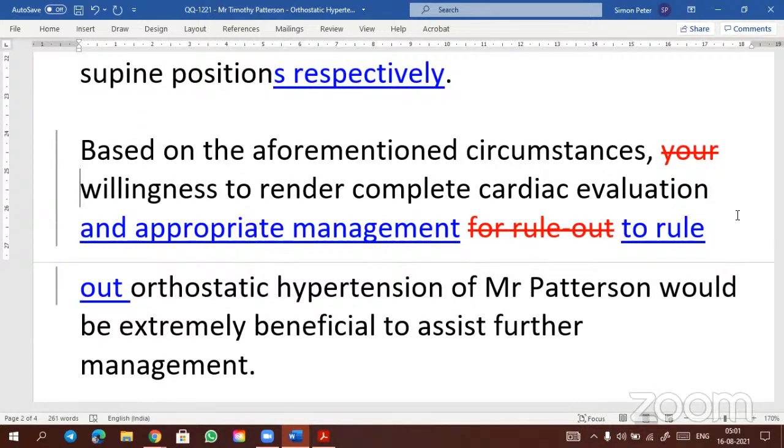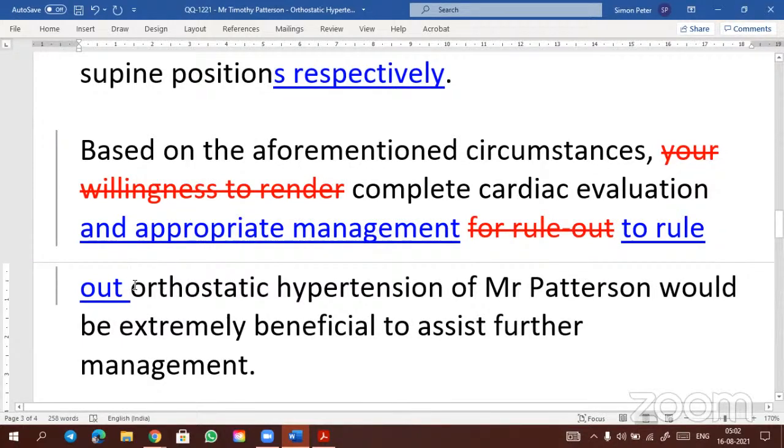Grammatically it is okay. Logically, which is the best word? Are we pleasing that person? No. Willingness means his interest. His interest is not important here. The patient's concern is more important. So why don't you give importance and make this the subject? Go directly there. Why are you wasting your time till here? Finished. Based on the aforementioned circumstances, complete cardiac evaluation and appropriate management of Mr. Patterson's. No need for that also. Why Mr. Patterson again? We know already, orthostatic hypertension. Complete evaluation and appropriate management would be extremely beneficial.